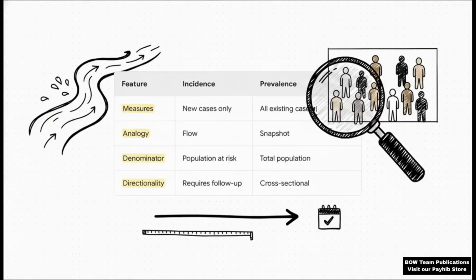And putting them side by side like this really makes it clear. Just look at that analogy row. Incidence is the flow of water pouring into a tub. Prevalence is a snapshot of how high the water level is at one specific moment. Seriously, if you can just remember flow versus snapshot, you've pretty much got it down.